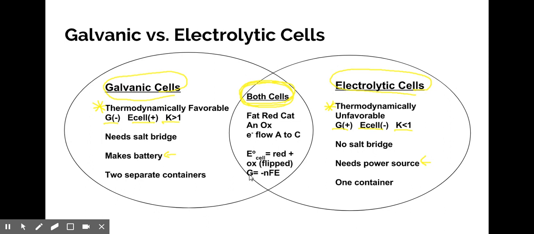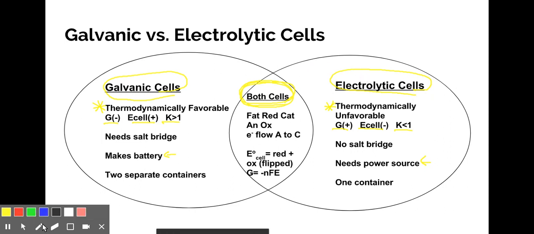How we calculate delta G equals negative nFE. Okay, that calculation does not change whether we're working with galvanic or electrolytic. We just now know that if we're working with an electrolytic cell and we calculate delta G, it will be a positive quantity because these E cells are negative. If we're working with galvanic cells, our delta G quantities will be negative because our E cell values right here are positive. Okay, so these things do not change whether or not you're working with galvanic or electrolytic cells.